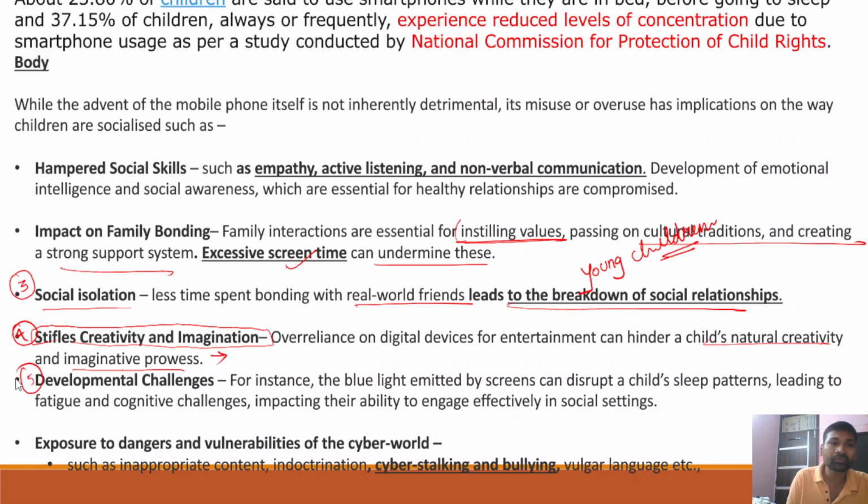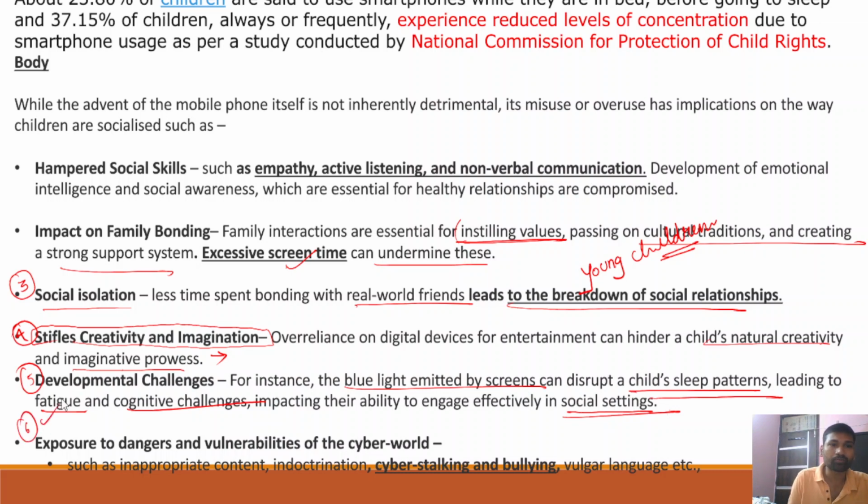So the fifth aspect would be developmental changes. When students are increasingly addicted to mobile phones, it would also create developmental challenges. What type of developmental challenges? For example, blue light emitted by digital device screens can disrupt a child's sleep patterns. It would further lead to fatigue and cognitive challenges, and the fatigue and cognitive challenges would further impact a child's ability to engage effectively in social settings. So it is all about the negative consequences of mobile phone usage on children.